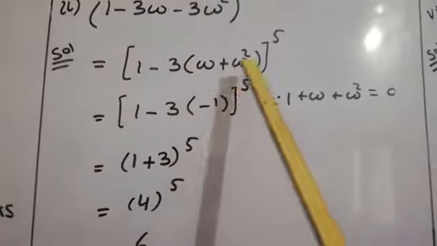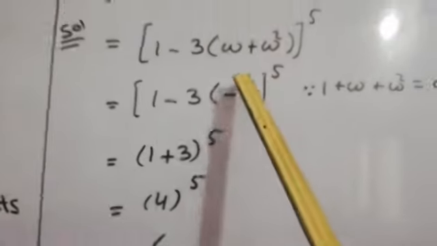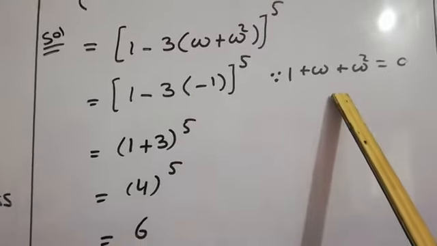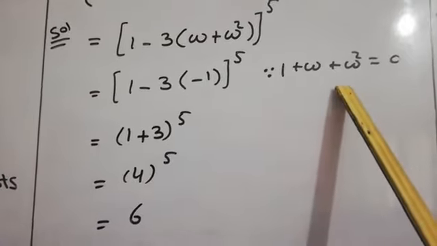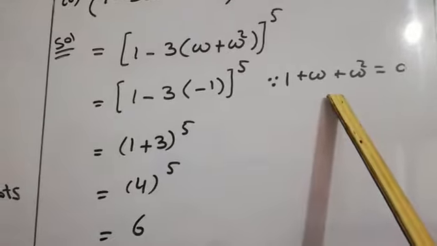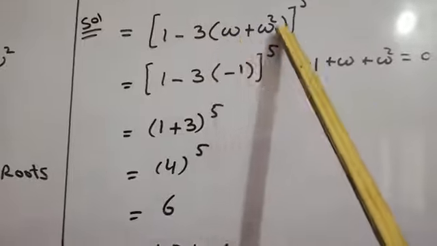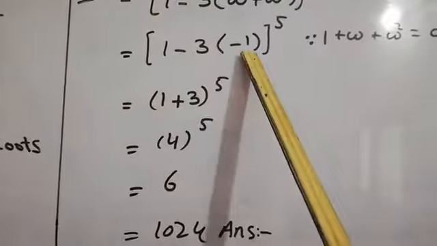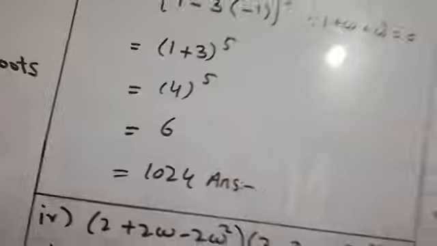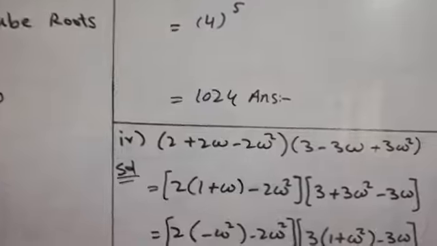You know that omega + omega square equals minus 1, so we write this and don't forget to give the reference. In these questions the reference is very important, and you must give the reference of the actual property, not the derived property. So putting omega + omega square as minus 1, we get (1 + 3) raised to power 5, which is 4 raised to power 5, and that is 1024. This is the answer.